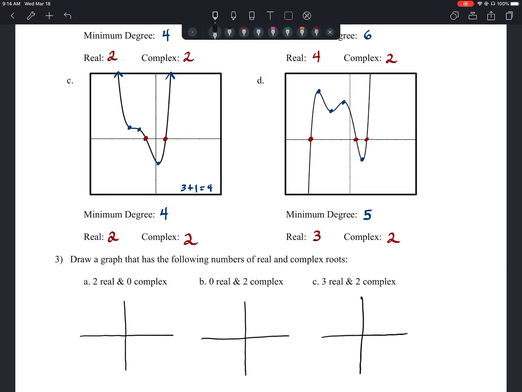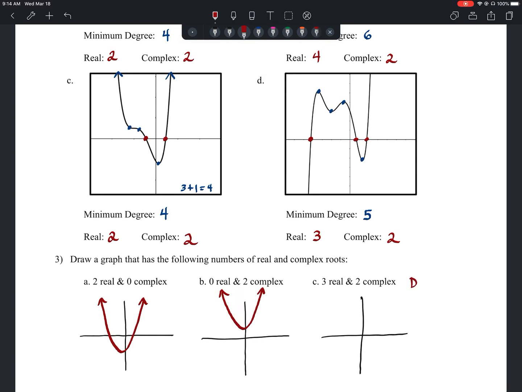All right, so first one, 2 real and 0 complex. Well, what comes to mind to me would be a parabola. If we have letter B, 0 real and 2 complex, well, think about if we just move that parabola up, right? Now it's got 2 complex and 0 real. Ooh, the last one says 3 real and 2 complex.